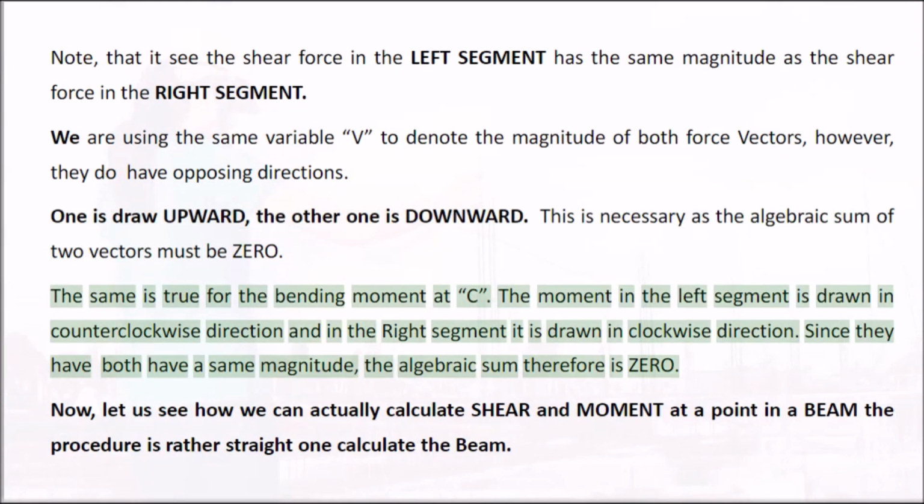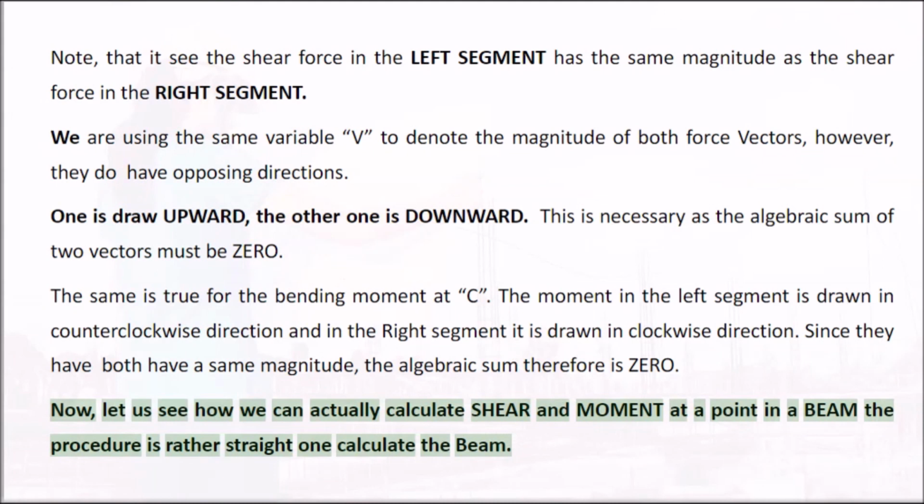The same is true for the bending moment at C. The moment in the left segment is drawn in counterclockwise direction and in the right segment it is drawn in clockwise direction. Since they both have the same magnitude, the algebraic sum therefore is 0.